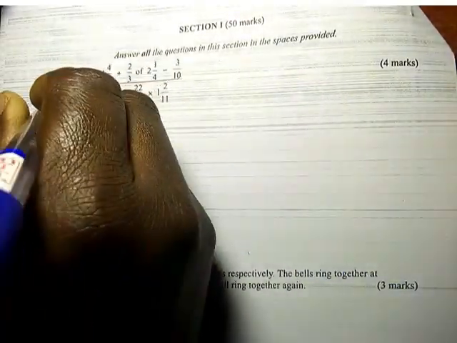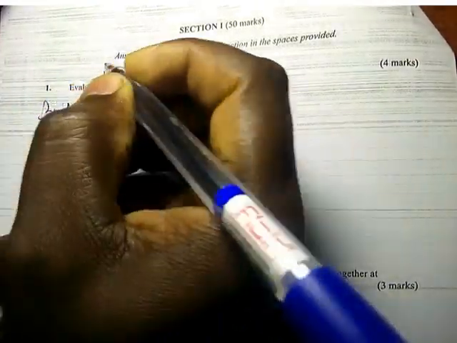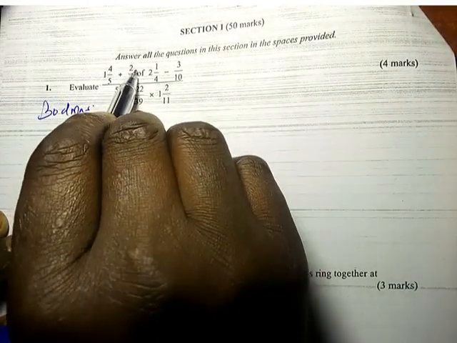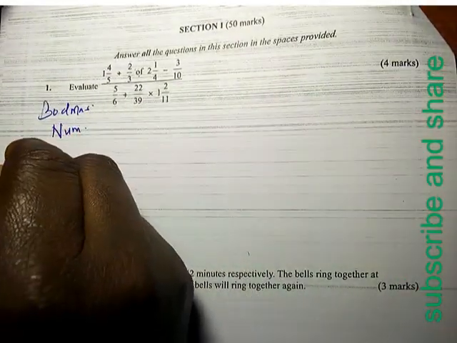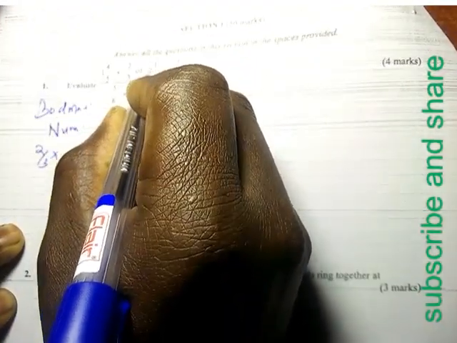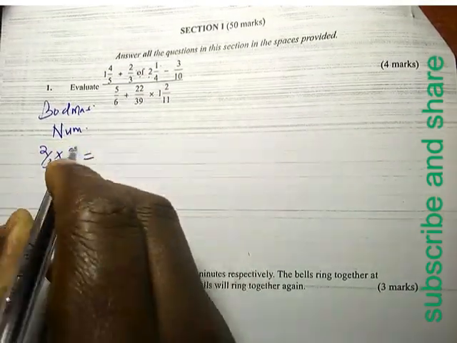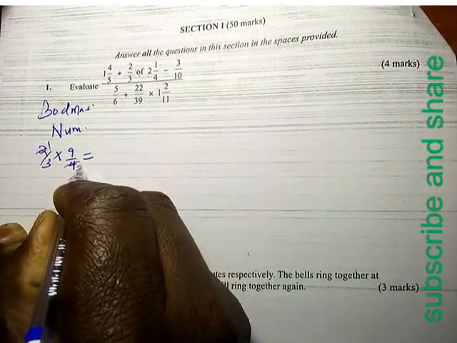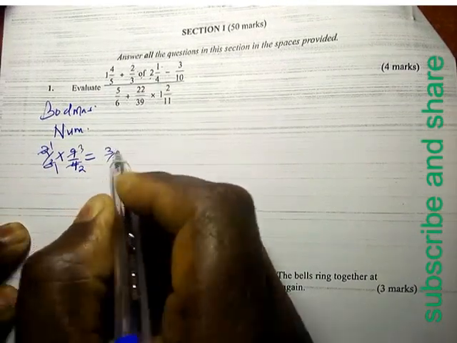So let us use BODMAS. First we have the numerator and the denominator, so we write num. In the num we start with the "of", so the "of" is 2 over 3 times this, which is 8 plus 1, that is 9 over 4. So this 1, this here 1, here 1, here 3, so we have 3 over 2.